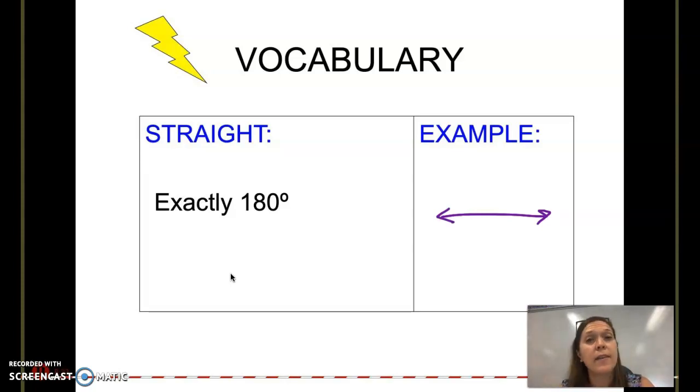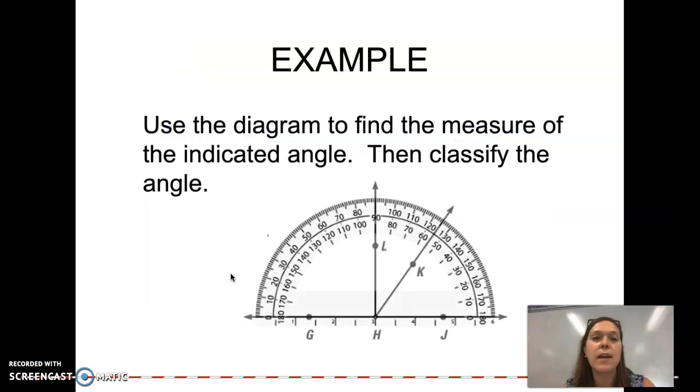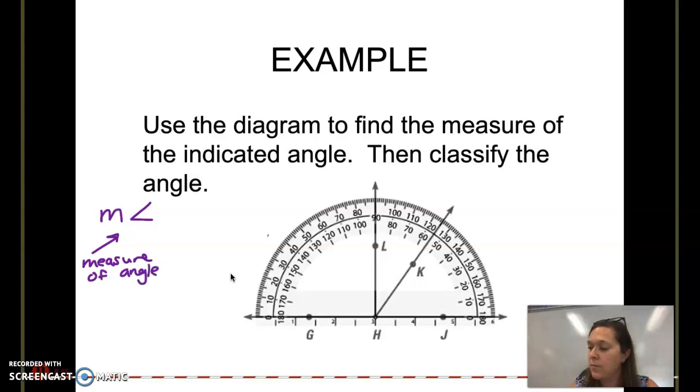So now can we put that all together? Can we do measuring with a protractor and can we do classifying? Are you ready? So here, let's use the diagram to find the measure of the indicated angle, then classify the angle. So I'm going to say, let's find the measure of, okay, so here's some new shorthand notation. This means we're finding the measure of angle, and we'll see what the angle name is. Okay, so I want you to find the measure of angle GHK.